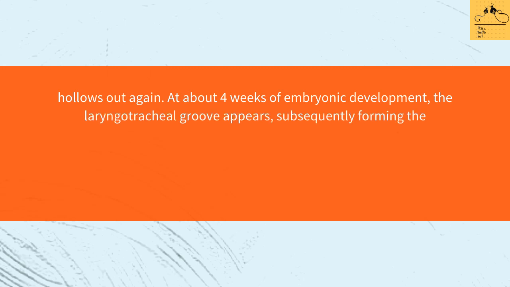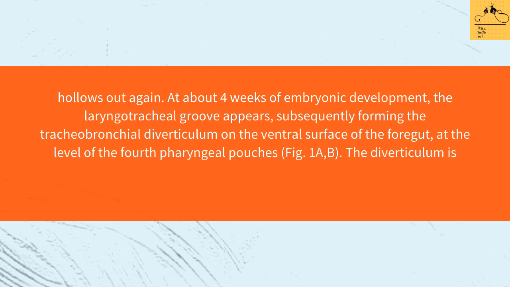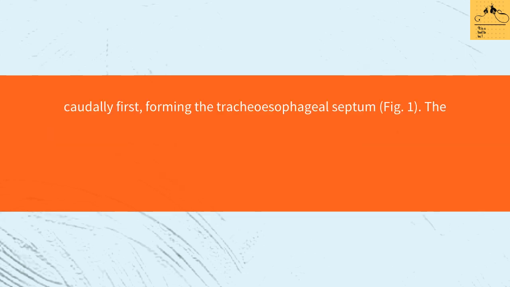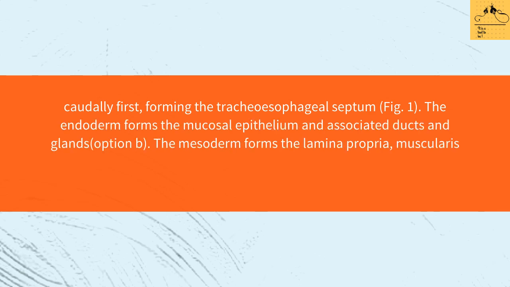it hollows out again. At about 4 weeks of embryonic development, the laryngotracheal groove appears, subsequently forming the tracheobronchial diverticulum on the ventral surface of the foregut, at the level of the fourth pharyngeal pouches. The diverticulum is gradually closed by the tracheoesophageal folds, caudally first, forming the tracheoesophageal septum.